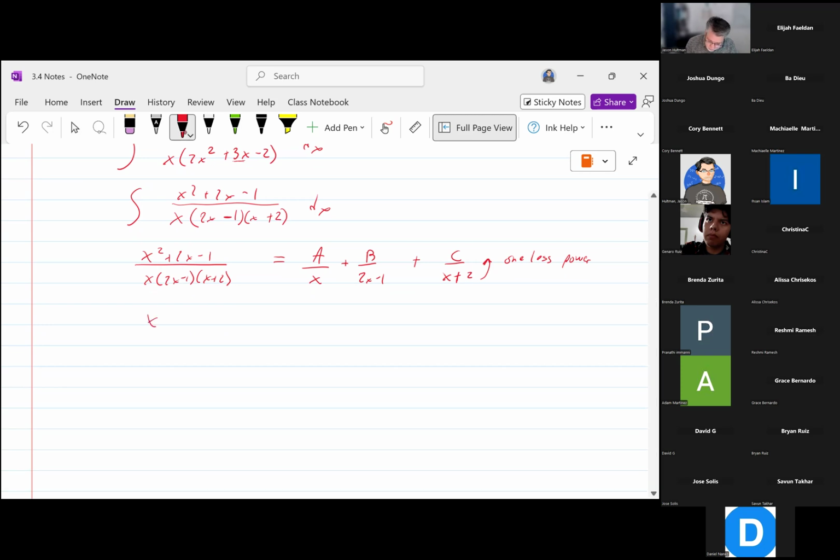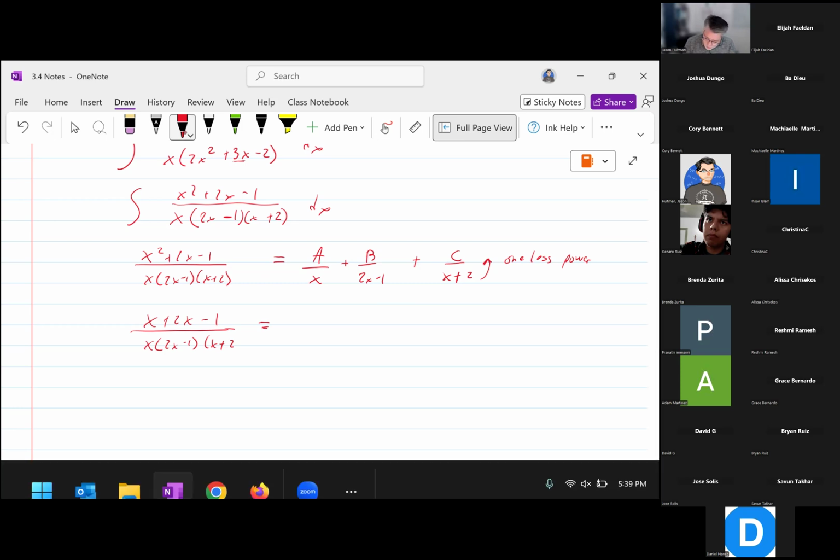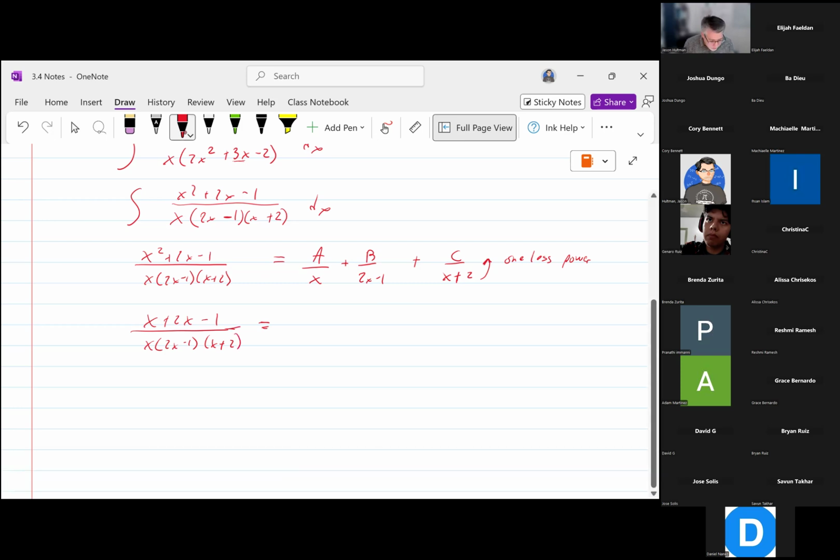So how do we find out what A, B, and C are? Well, there's a couple of techniques that we can do. There's an algebraic technique of grouping like terms, or we can do something called the Heaviside technique. We'll start with the Heaviside technique, named after Oliver Heaviside, who was a physicist.